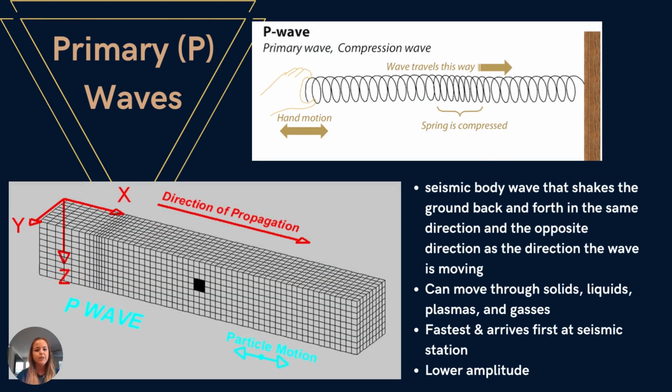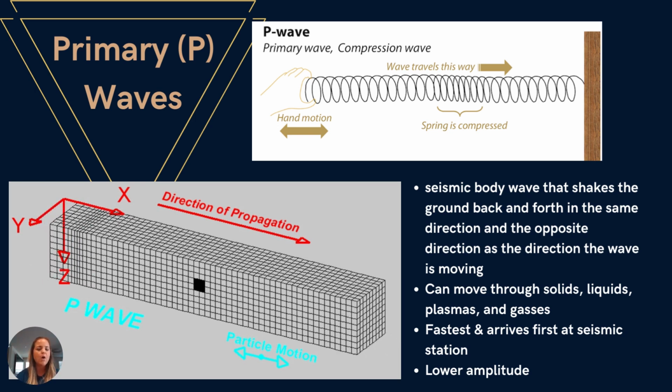Looking at P waves, like I said, these are your compressional waves. You can imagine if you took a slinky and gathered a bunch of the coils together and then released it forward, that's the kind of motion that a P wave is creating.